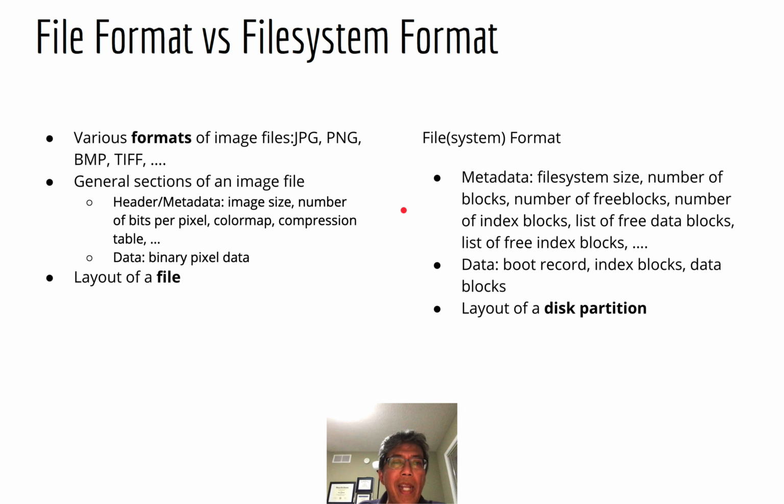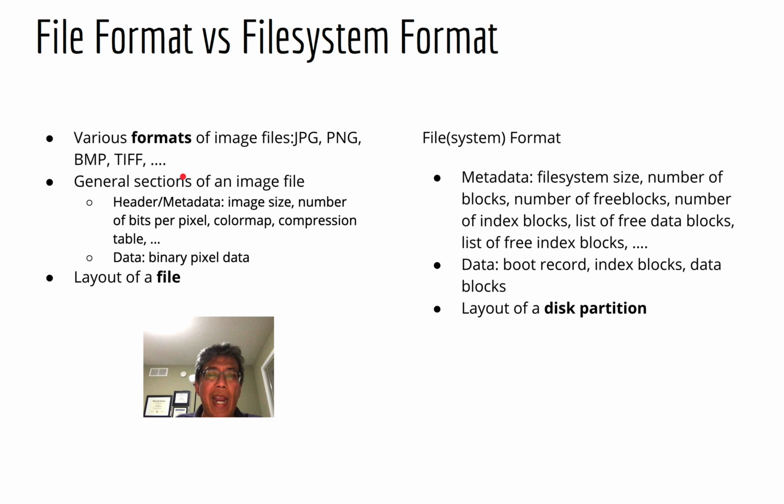So why do we see so many different file systems like NTFS, EXT2, EXT3, VFAT, and so on and so forth? To understand this concept, let's first look at image formats. So we know different image formats like JPEG, PNG, BMP, and so on. In general, when you look at an image file, the important metadata in that file would be the image size, like how many columns, how many rows in the image, how many bits assigned per pixel, what is the color map, what is the compression table, and of course the binary data of the image itself.